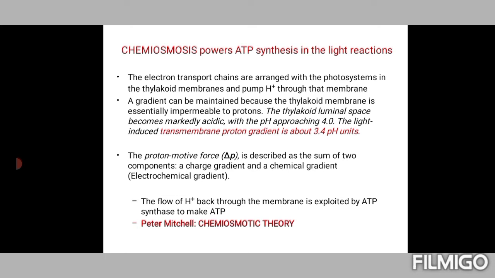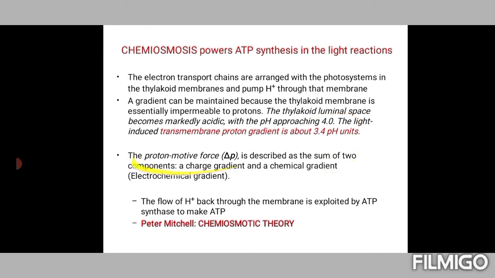This has been explained by a particular theory called chemiosmosis, or chemiosmotic theory, by Peter Mitchell. He is a Nobel laureate for this theory. What chemiosmotic theory explains is that as the protons accumulate inside the thylakoid luminal space, a transmembrane proton gradient of about 3.4 pH units is created. It's because the thylakoid lumen will have a pH of around 4.0, while the stroma will remain at around 7.4. So there will be a proton gradient of about 3.4 pH units.